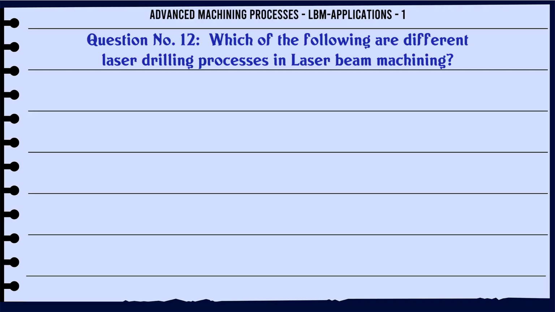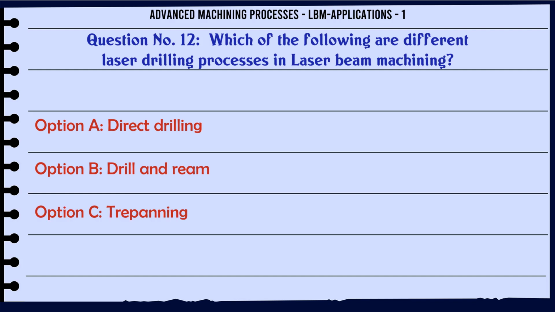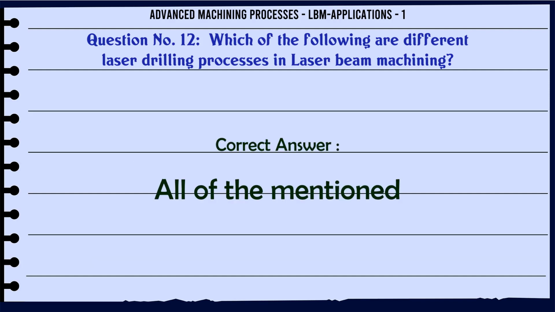Which of the following are different laser drilling processes in laser beam machining? A. Direct drilling, B. Drill and ream, C. Trepanning, D. All of the mentioned. The correct answer is all of the mentioned.